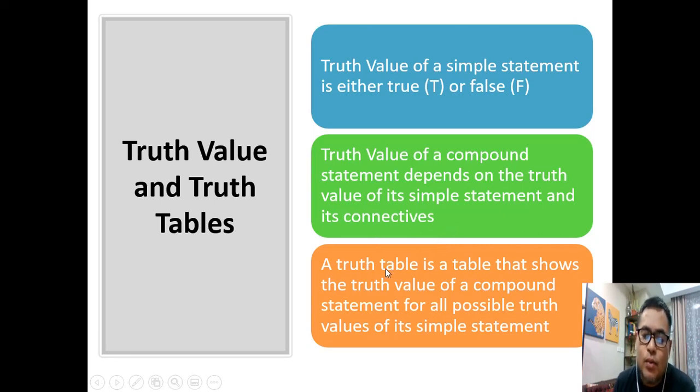A truth table is a table that shows the truth value of a compound statement for all possible truth values of its simple statements. So let's take an example.